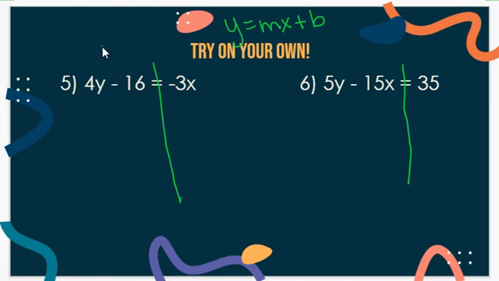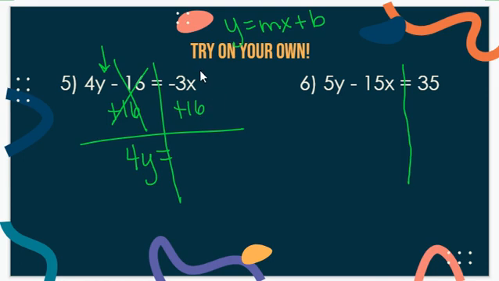Here we go. I want to get y by itself, so I'm going to first move this minus 16 by adding 16. The positive 16 and negative 16 cancel. I'm left with 4y, bring it down. And then this cannot be combined. We can't combine negative 3x plus 16, so I'm just going to bring it down here. Negative 3x plus 16, and notice I wrote it in the order of mx plus b.